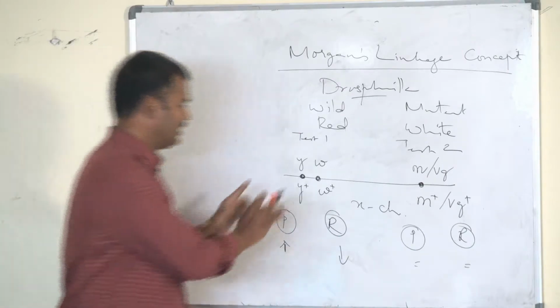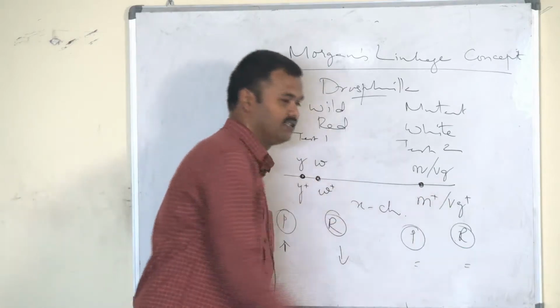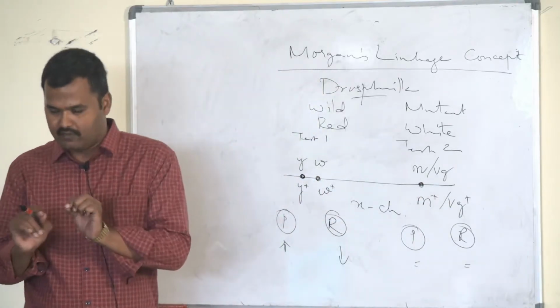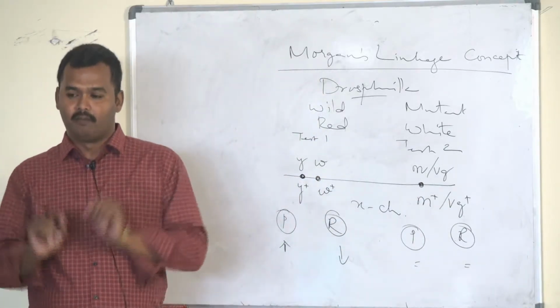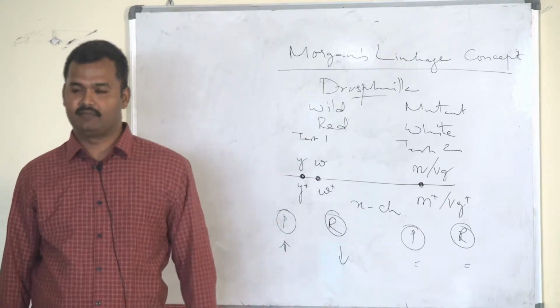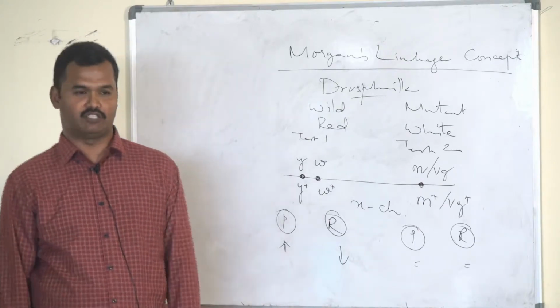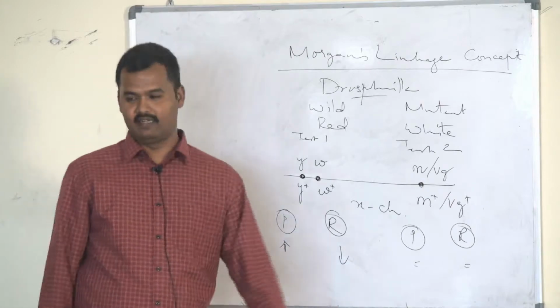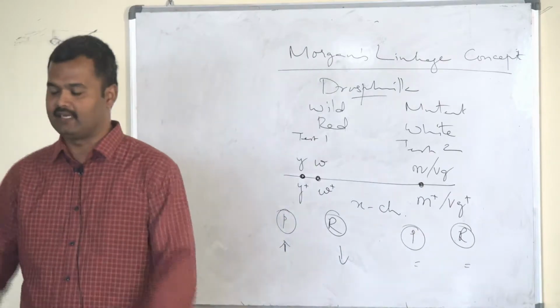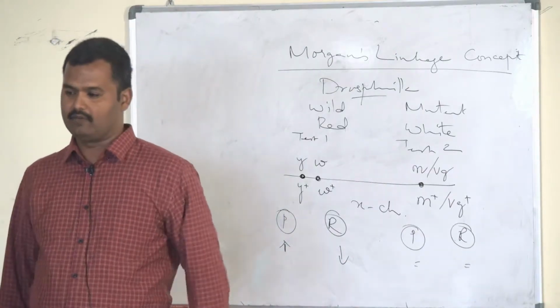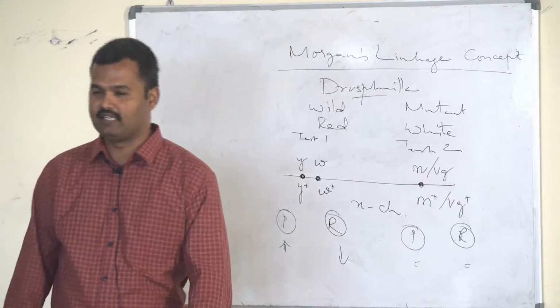When I talk about any one of these with the shape of the wing, they are very much far away, and the farther they are, it's something like inversely proportional to the linkage concept. The farther they are, obviously they will be inherited separately. The closer they are, they would be inherited together. We call this concept the so-called linkage.